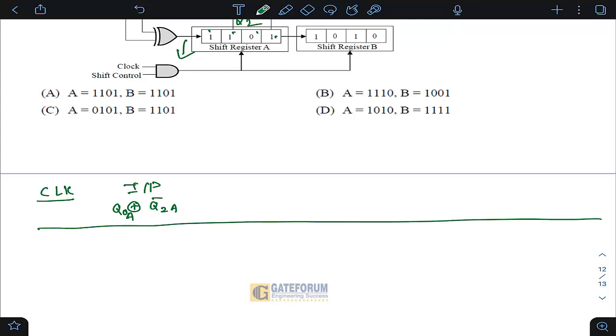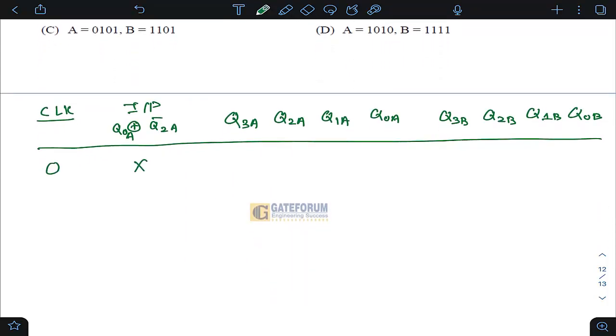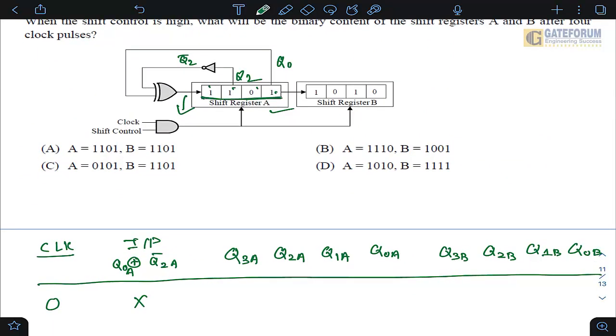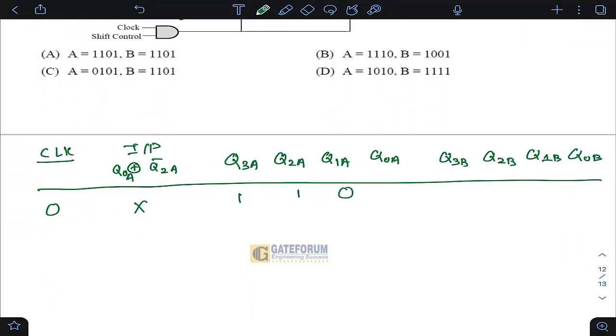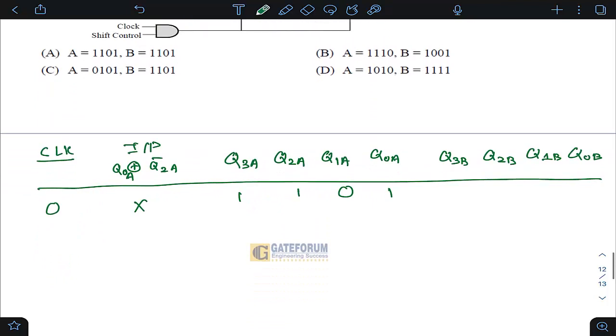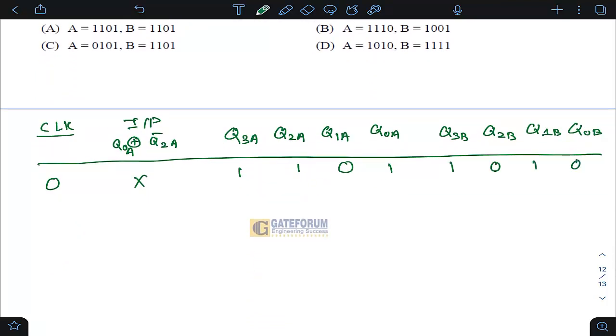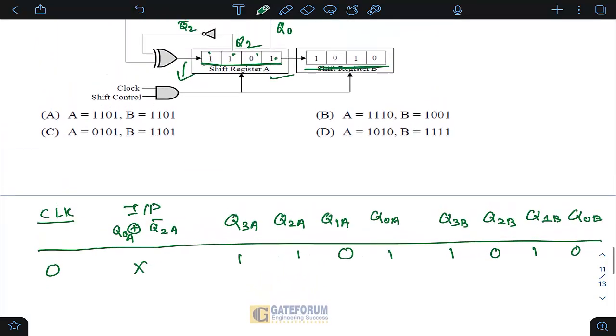Alright. Clock, input, and then the shift register A, so let us write its corresponding flip-flop outputs. So it is your Q3A, then your Q2A, then your Q1A, then your Q0A. Similarly, for the next register, you have your Q3B, then Q2B, then Q1B, and then Q0B. All right. So clock number 0, we haven't given any inputs. So it is 1101. If you see the initial content of shift register A, it is 1101. And the initial content of shift register B is 1010. Okay. So by observing the circuit diagram, we figure out what the input is.